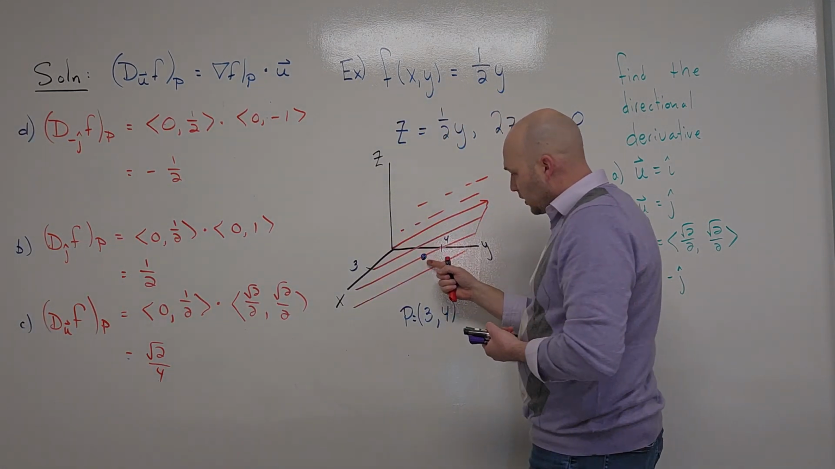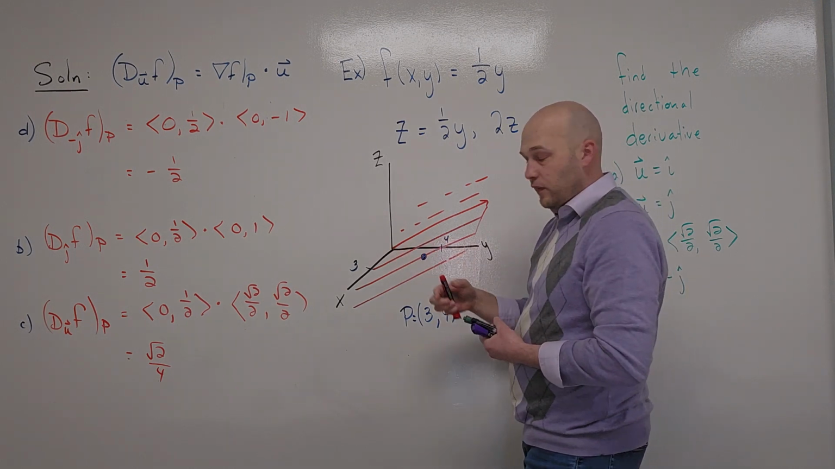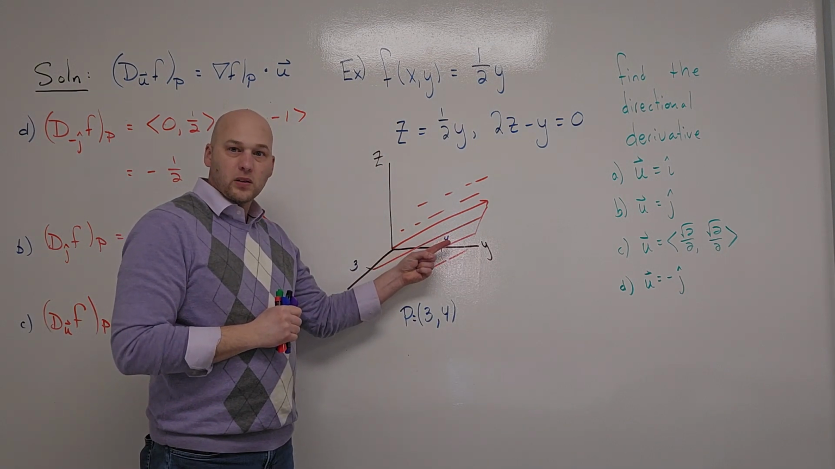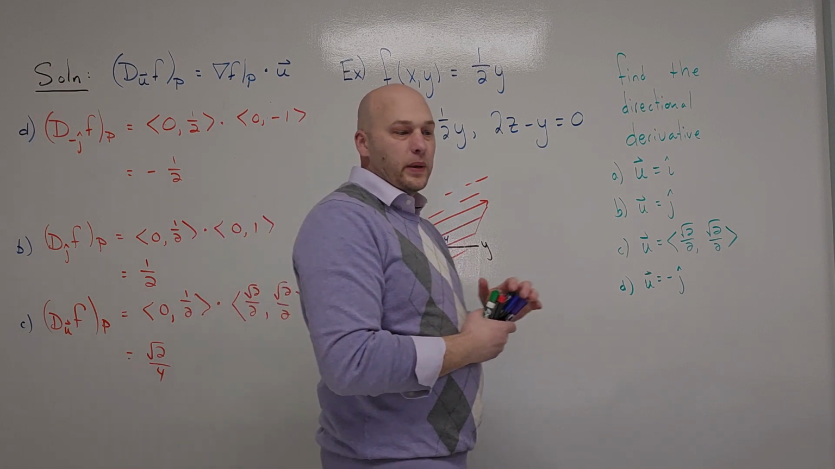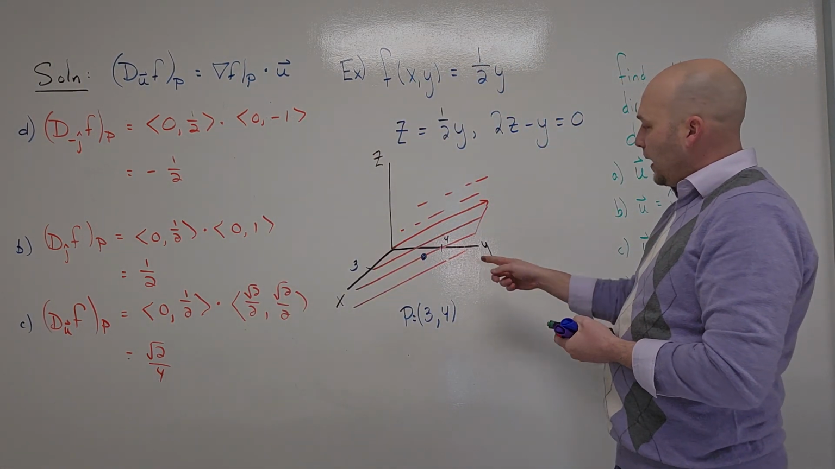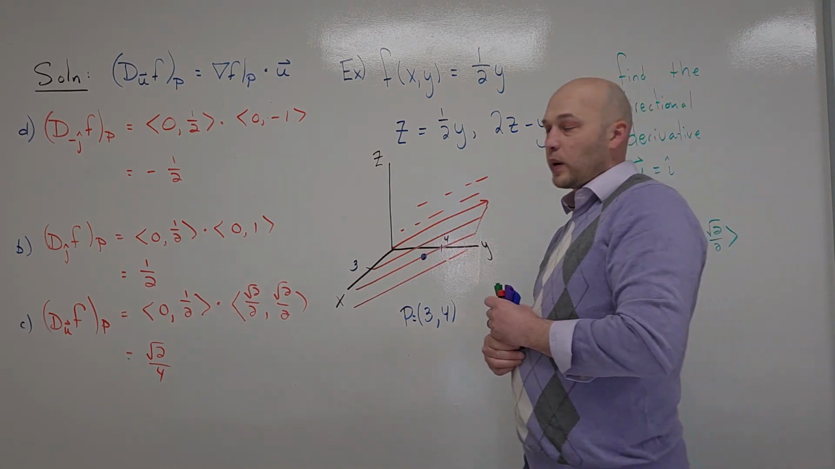So if I'm standing at this point P and I look in this direction, my slope is negative 1/2. If I'm standing at this point P and I'm looking in this direction, my slope is positive 1/2. So that's the concept behind a directional derivative. I can compute the slope at a point in any direction. I just have to have a unit vector going in that direction.